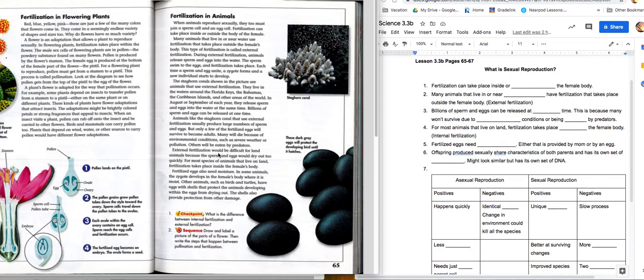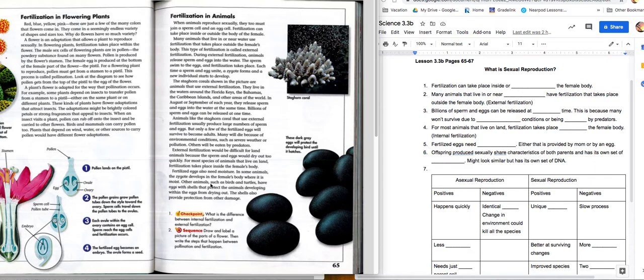External fertilization would be difficult for land animals because the sperm and the eggs would dry out too quickly. For most species of animals that live on land, fertilization takes place inside the female body. Okay, so land animals in general inside mom, water animals in general outside the body. Fertilized eggs also need moisture, number 5. In some animals, the zygote develops in the female body where it is moist. Humans, mom carries the child.